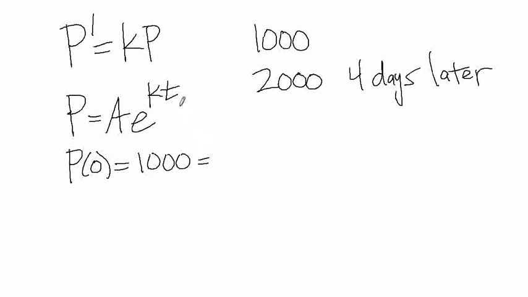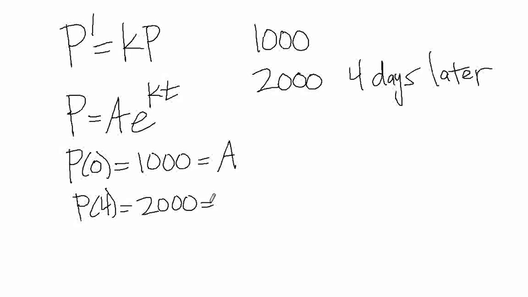So if you plug in 0 to the function a e to the kt, you get a, right? Because the exponential evaluates to 1. So we just determined what a was. Now, if t is in units of days, then we also know that p of 4 is equal to 2,000.